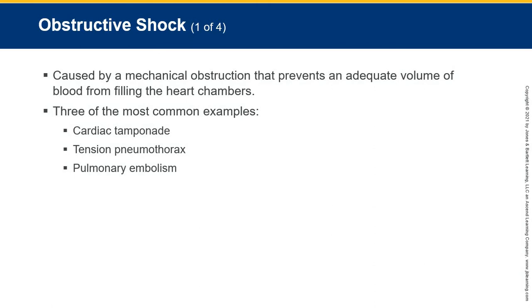So obstructive shock. You can think about this as sort of a strangling of the heart and the great vessels. The inferior and superior vena cava, the aorta itself, is just being strangled from the inside of your own body. All right, and there's going to be three causes of this. Number one is going to be cardiac tamponade, and then a tension pneumothorax, and also a pulmonary embolism can actually cause obstructive shock.